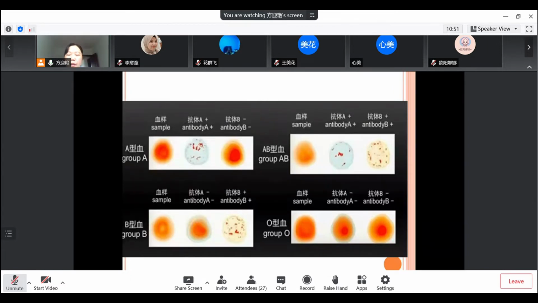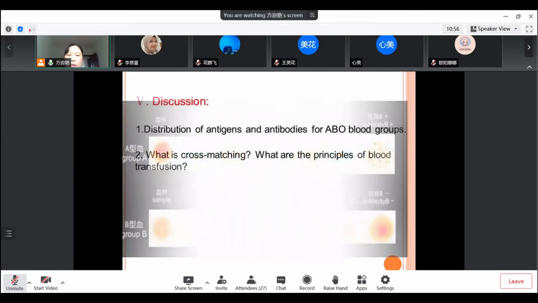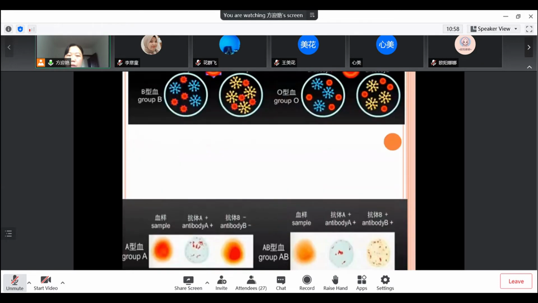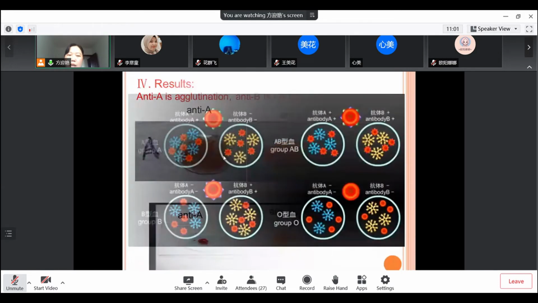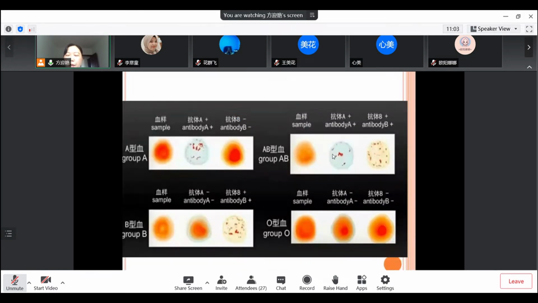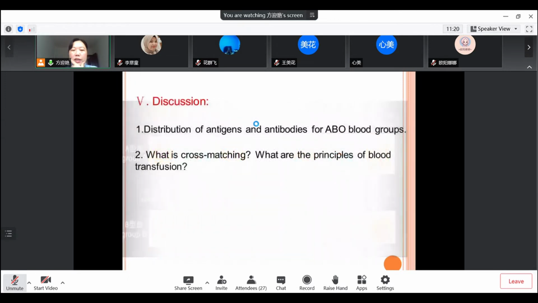This phenomenon is also easy to observe. I hope you know this result immediately, the first result, and there is also the second result. If we see these results, we can identify which type of the ABO blood group it is. So here, in this experiment, I hope you understand the discussion. I hope you know what the discussion is.